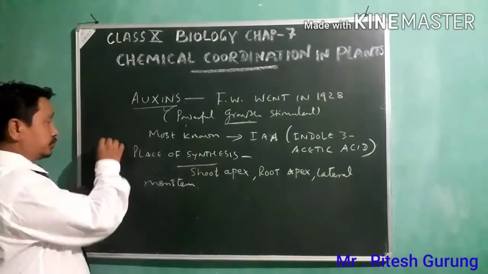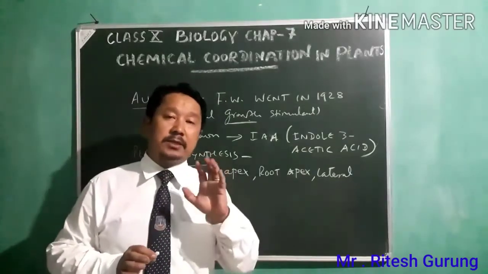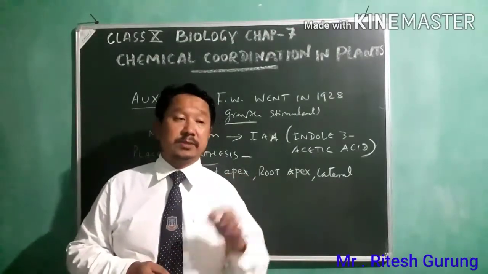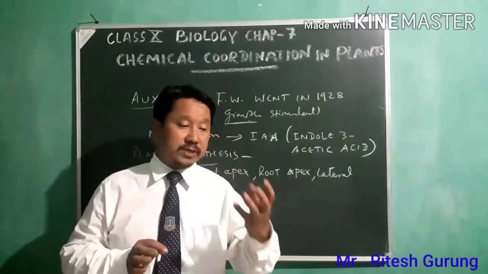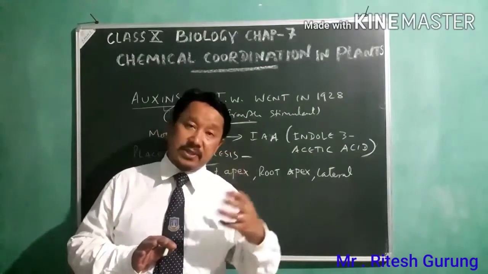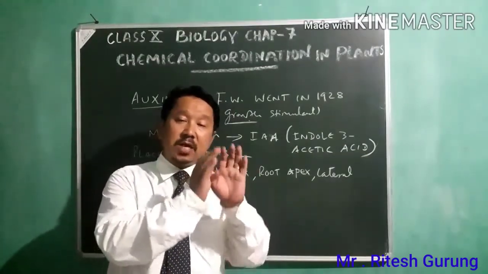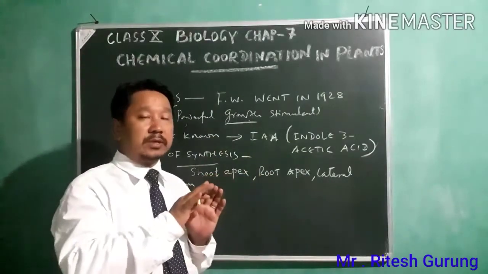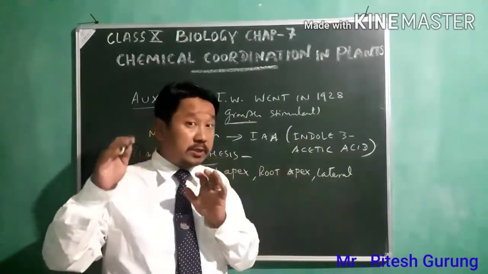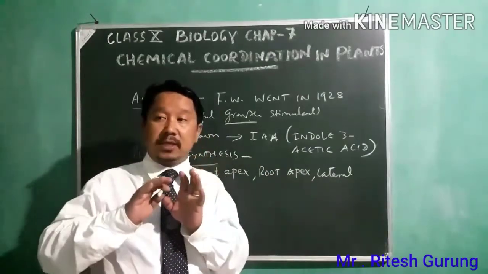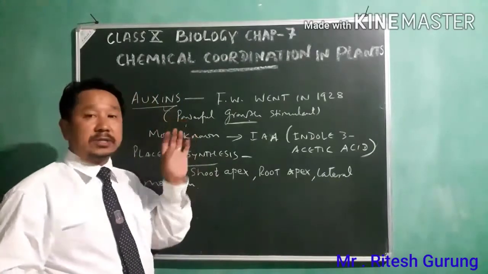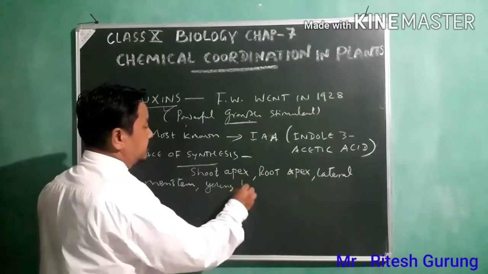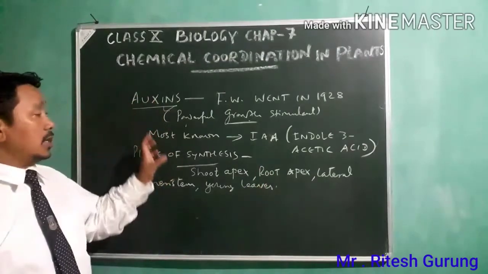Meristem means the young region. As we discussed in class 9 about the different types of cells, mainly meristematic cells and permanent cells, meristematic cells are cells which are very young, having the capacity of division, where you can see the growth. So in the lateral meristem, which goes sideways, in those young cells in the lateral region, this auxin is present. Also, in the young leaves, the hormone called auxin is produced.